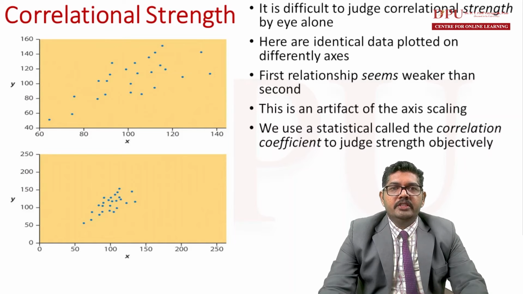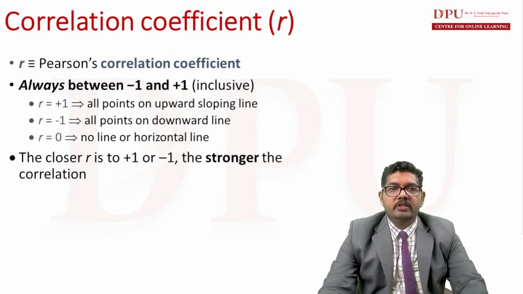Correlation strength, how do we judge it? It is difficult to judge correlation strength by eye alone. Here is identical data plotted on different axes. The first relation seems weaker than the second, but we have no idea about the strength of the relationship. By the scatter alone we are seeing that it seems weaker, but this is an artifact of the axis scaling. So we use a statistical measure called the correlation coefficient to judge the strength objectively.